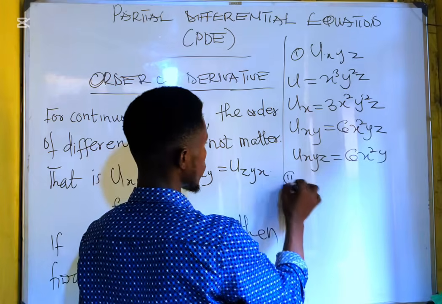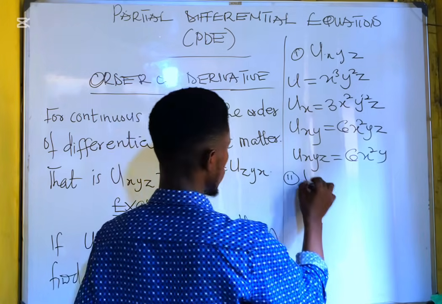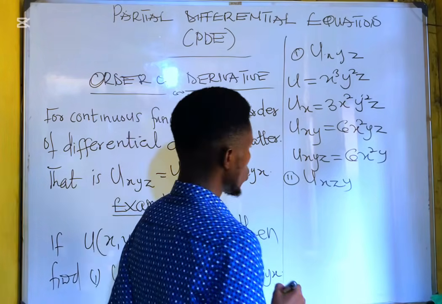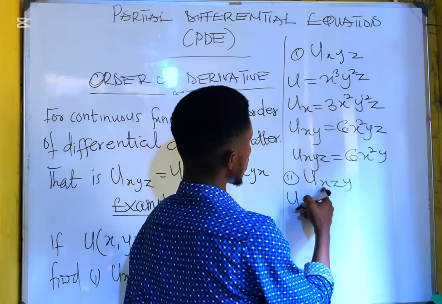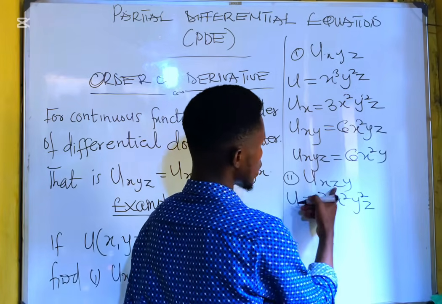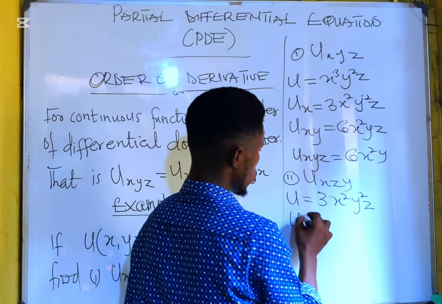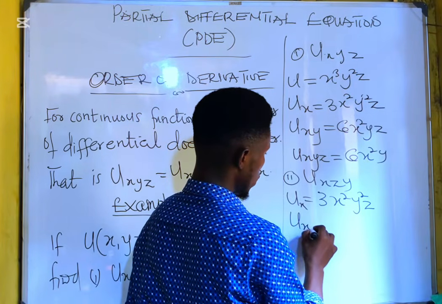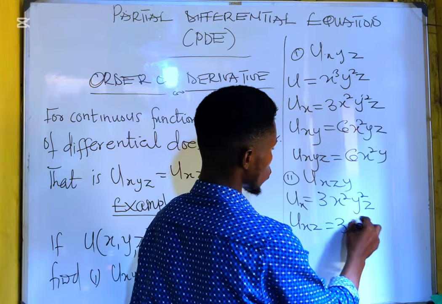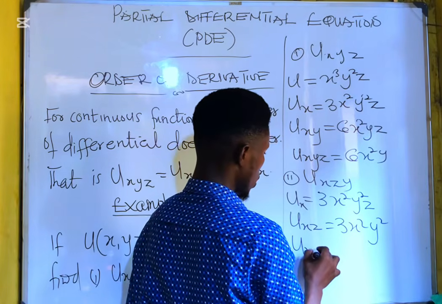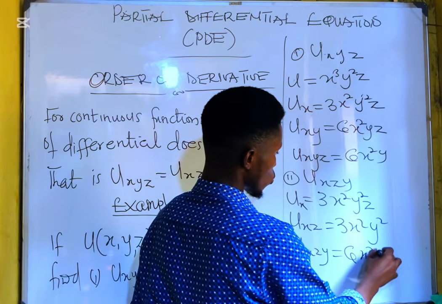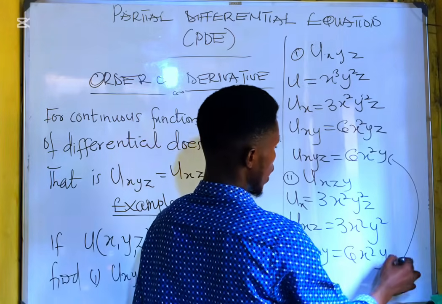Now let's look at the II. So the II, we have, if you look at this one too, first we are differentiating with respect to x. That one we have done already. So that is 3x squared y squared z. Second, with respect to z, so u subscript xz. If I differentiate z, that will give me 1. So we still have 3x squared y squared. Then last, we differentiate this with respect to y. If I differentiate, this will give me 2y. 2 times 3 is 6. So 6x squared y. So if you compare this one to this, you see they are the same.